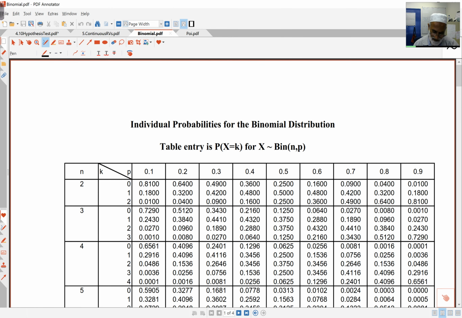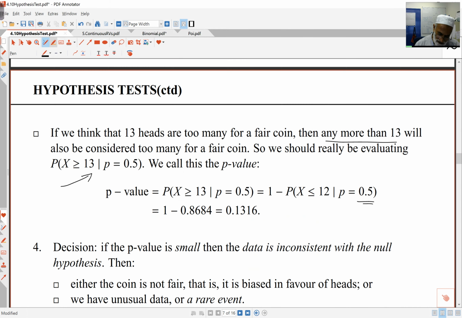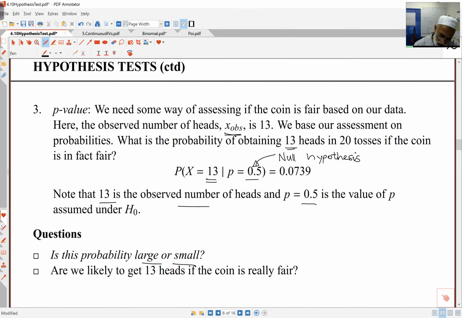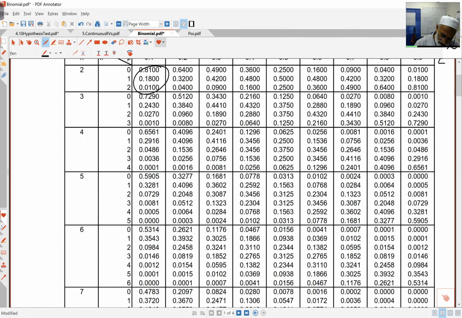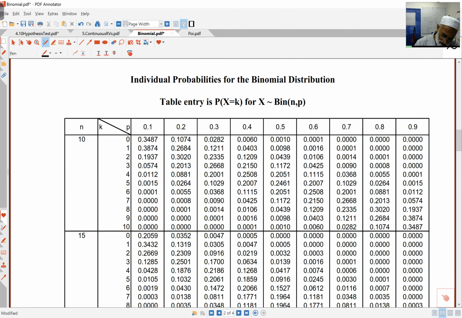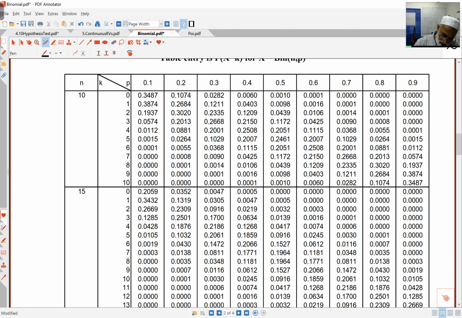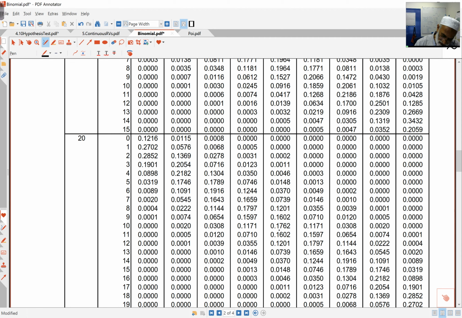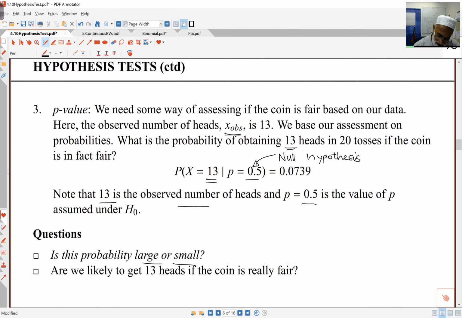The first is individual probabilities, and this lists probabilities for various values of n and various values of p over here in the table. And so if I go back to my lecture note and take a look at this probability of getting 13 heads, if p is 0.5, I look at 20 to start off with. N is 20, so this is over here somewhere, and 0.5 is in the middle over here, and I'm looking at 13 heads, and that must be 0.0739. So that's my 0.0739.